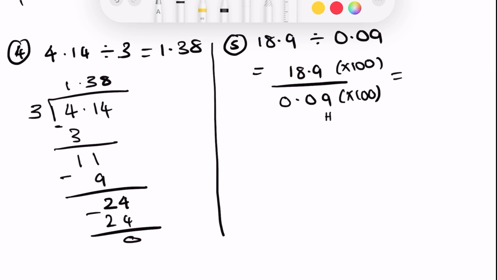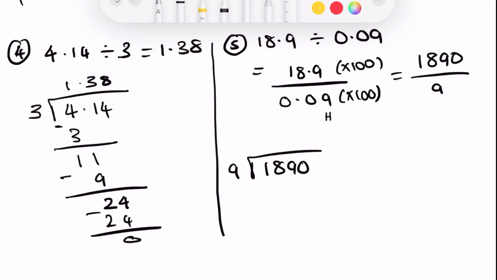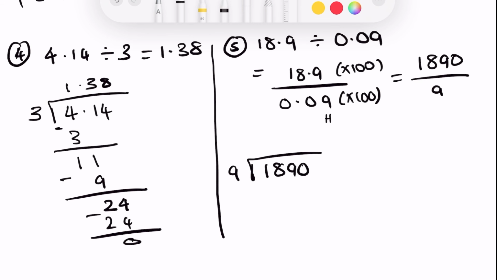So now we have 1,890 divided by 9, which looks a whole lot better to work with. So we're going to go ahead and solve this. So 1,890 divided by 9. 9 goes into 1 0 times, but 9 goes into 18 twice. 2 times 9 is 18. Subtract those. So we have 0, bring down 9, goes into 9 once. 9 times 1 is 9. So subtract those. We have 0 again, bring down the 0. 9 into 0 goes 0 times. And so we've solved our question.